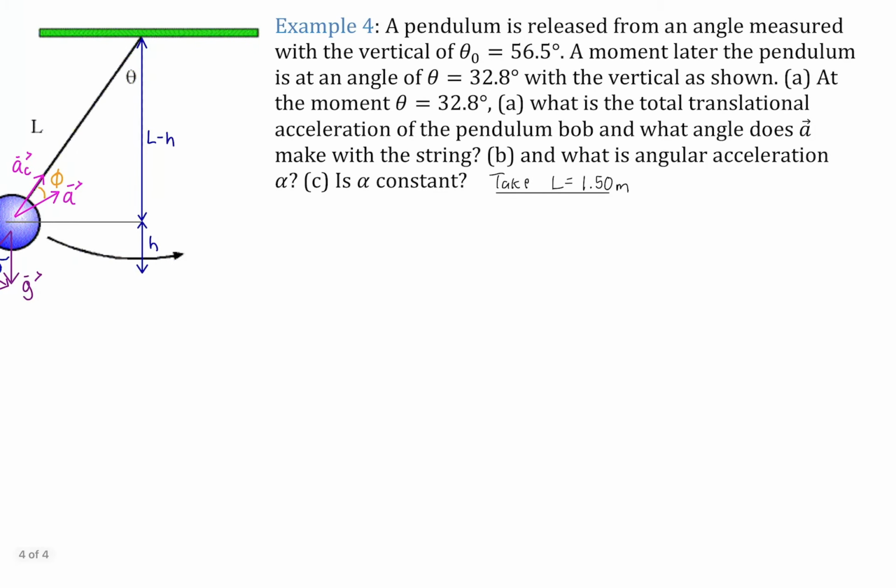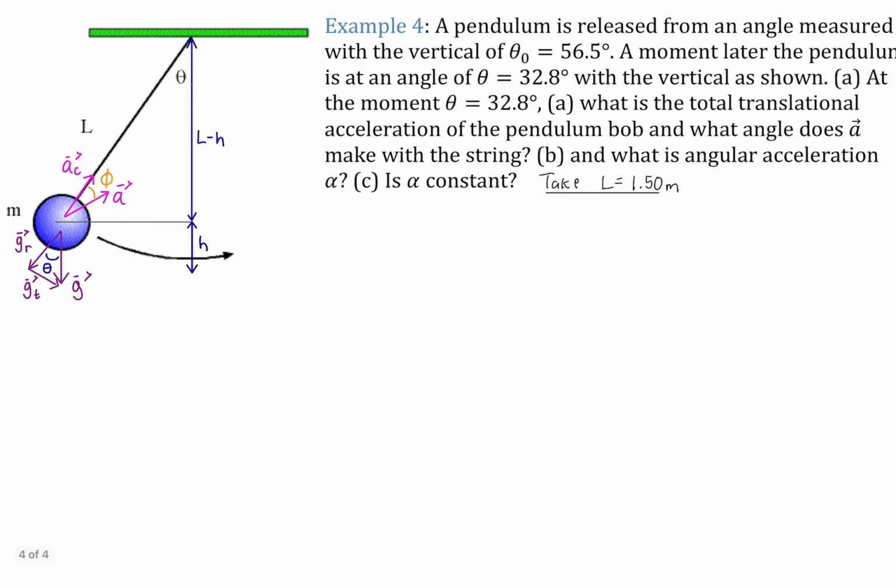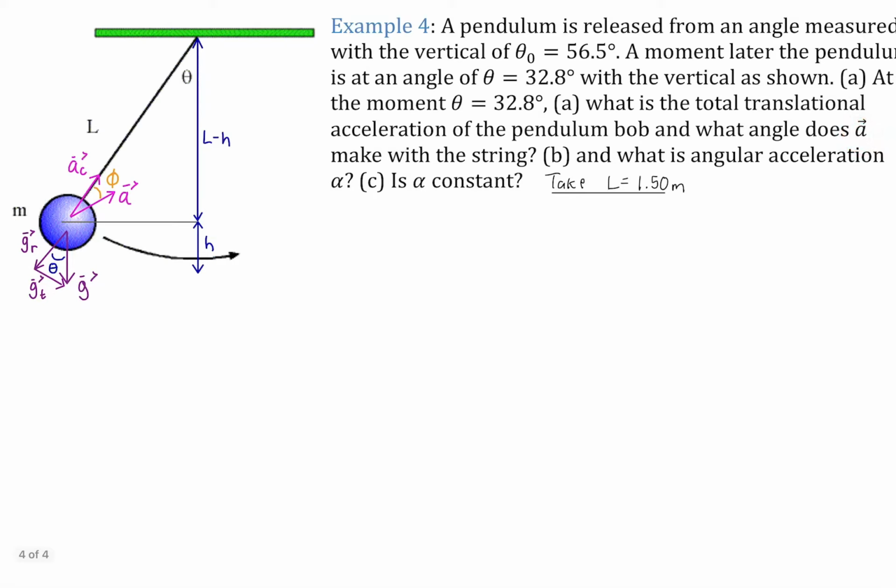Because look at the information we're given. We're told that a pendulum is released, which assumes from rest. Every time you see the word released, you have to assume rest, at an angle of 56.5 degrees, not shown. A moment later, the pendulum is at an angle shown of 32.8 degrees with the vertical. So at the moment that the angle is 32.8 degrees, what is the total translational acceleration of the pendulum bob? This is the bob, by the way. And what angle does alpha, the total translational acceleration vector, make with the string? That's an angle theta, phi, that I drew in the figure.